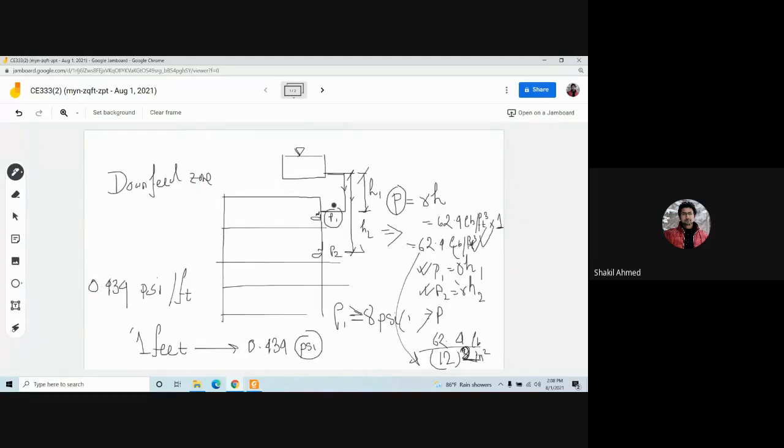Now, if your minimum pressure requirement at this point is 8 psi, how much do you have to provide? You have to provide 8 psi.